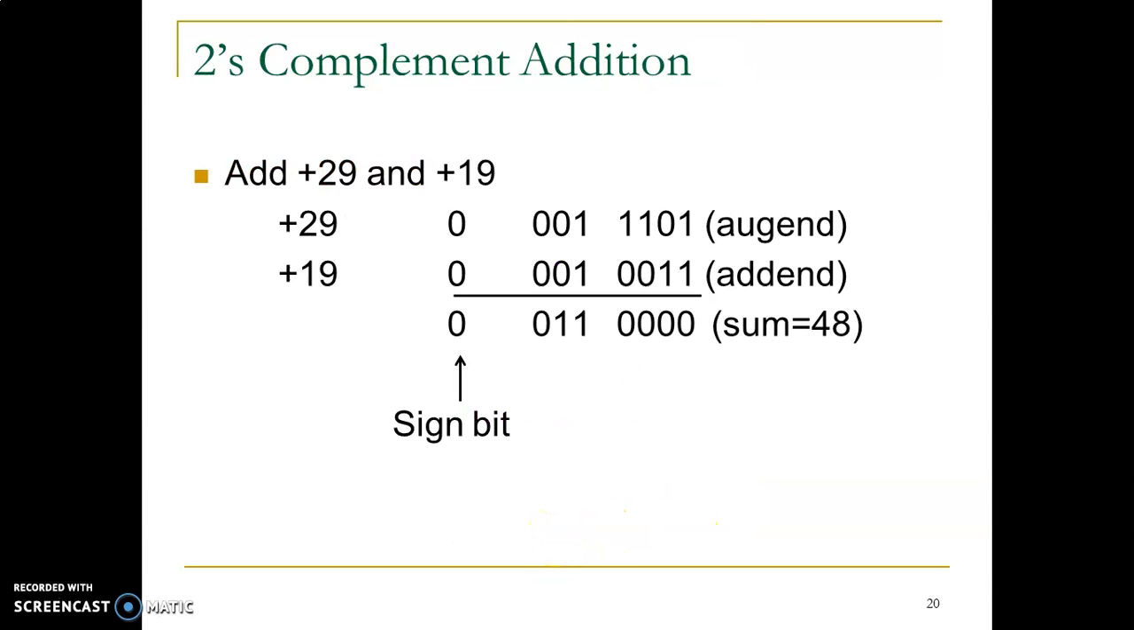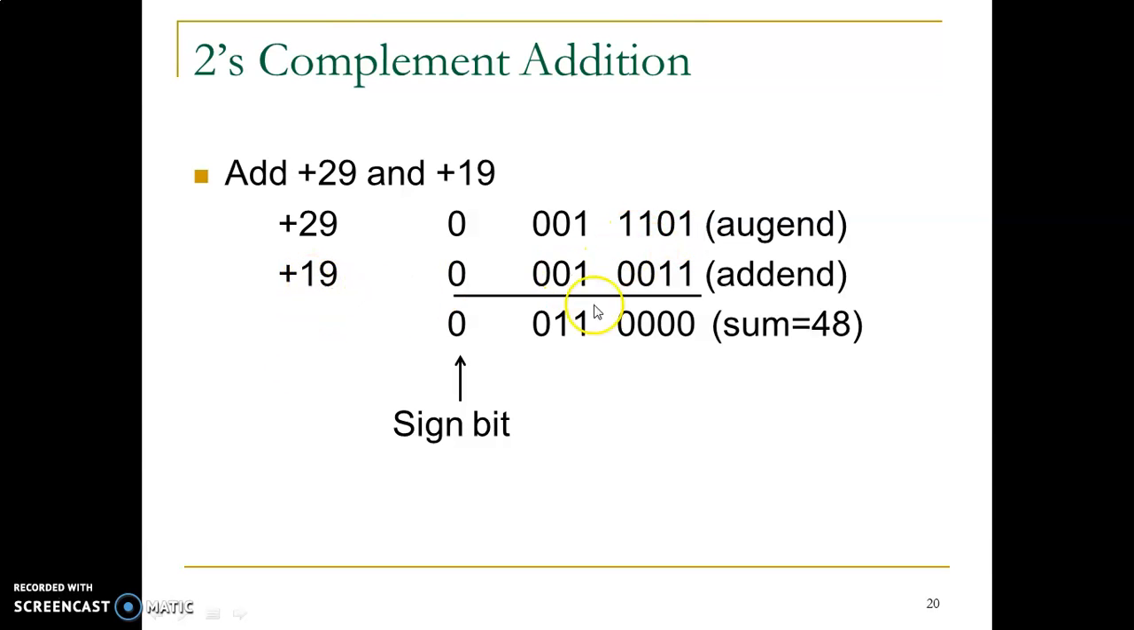Next we will see how to perform addition using the 2's complement method. So here, this is the augend and this is the addend. We consider both numbers to be positive. Positive numbers are to be added. Both the augend and addend are positive here. So since both the numbers are positive, the binary representation of this is shown here.